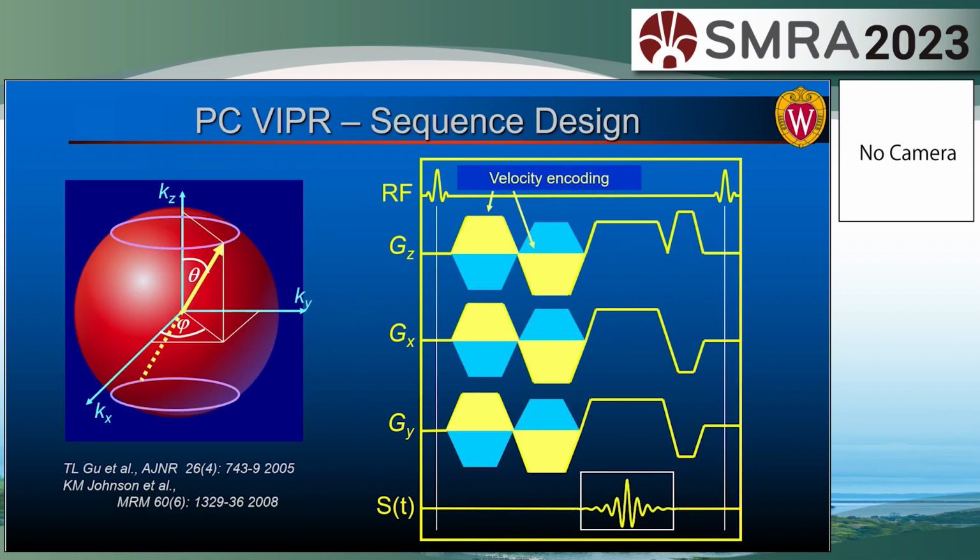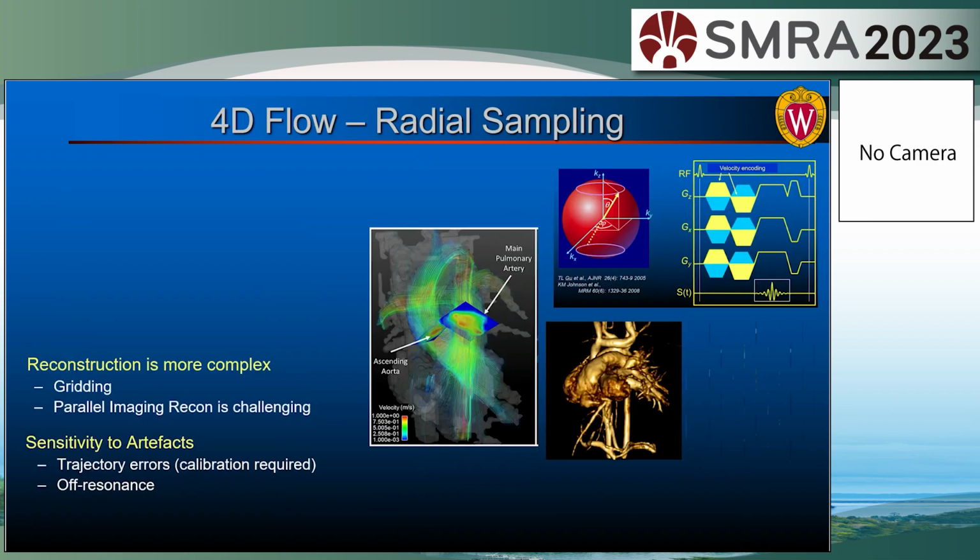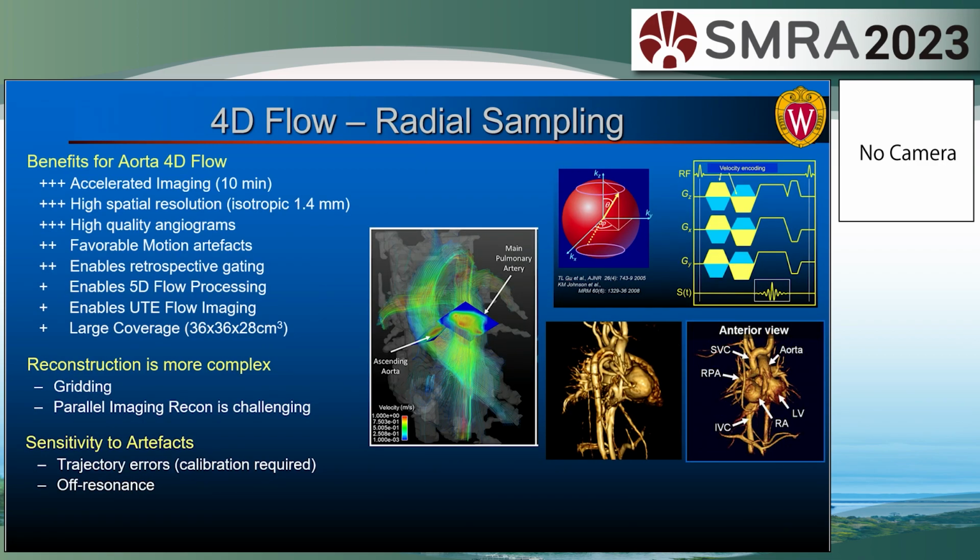This was adapted in the 2000s to flow-sensitive imaging with the use of bipolar gradients, same principles, and it turns out that it's very well suited for undersampling, those kind of acquisition. We used it as a replacement for contrast-enhanced MRI. Of course, you can also use contrast agent, as we often do with 4D flow imaging.